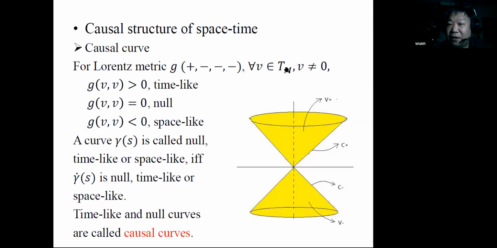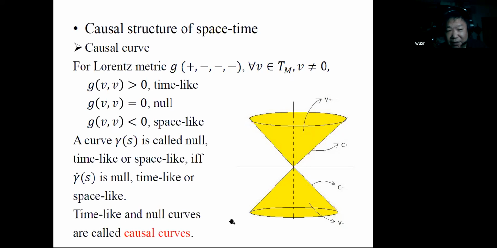For any tangent vector, if the Lorentz norm of the vector is bigger than 0, we call it time-like. Equal to 0 is null, and smaller than 0 is space-like. This is a little different from the common textbook because we use the plus minus minus minus signature. A curve is called null, time-like, or space-like if its tangent vector is null, time-like, or space-like. We call time-like or null curves causal curves.